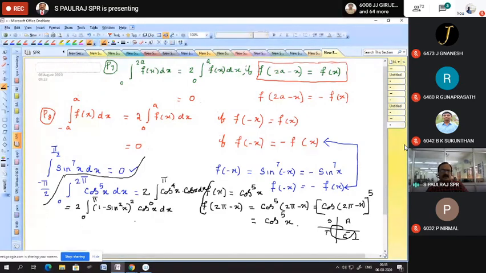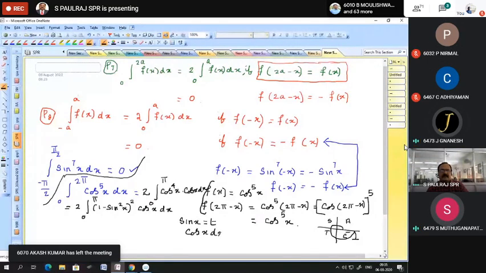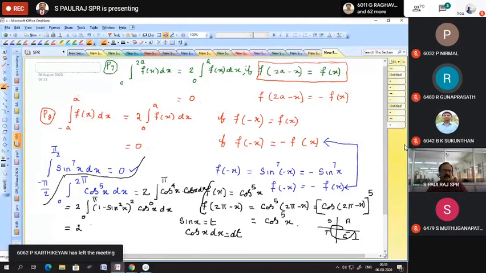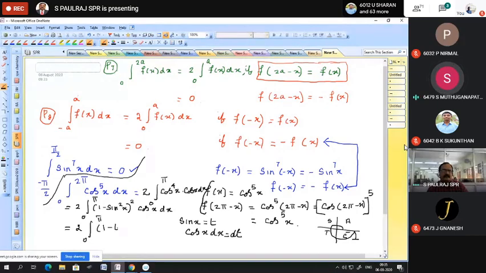Now give the substitution: sin x equals t, so cos x dx equals dt. The integral becomes the integral of (1 minus t squared) the whole squared dt. Simplify, substitute t equals sin x, then apply the limit. At last you will get the answer 0. This is the CBSE way of doing the problem.